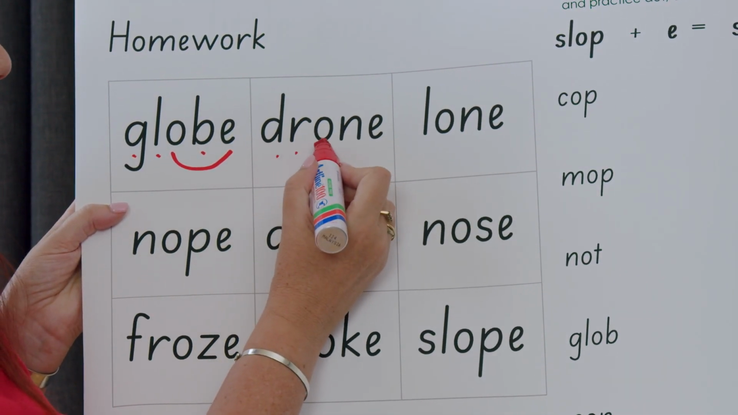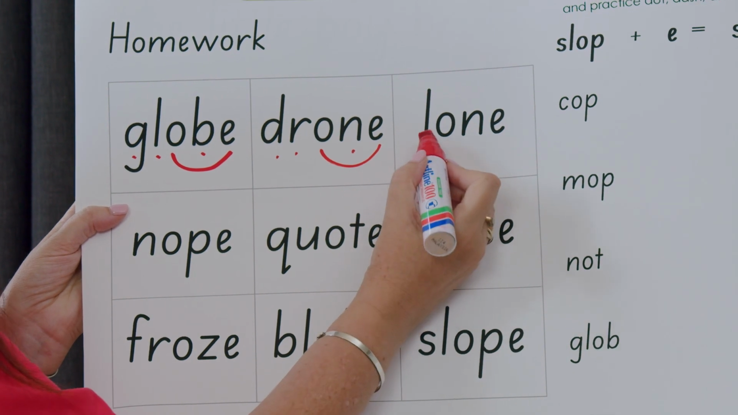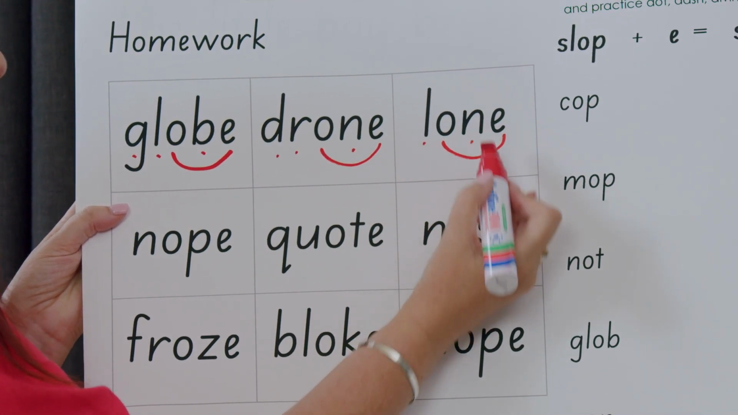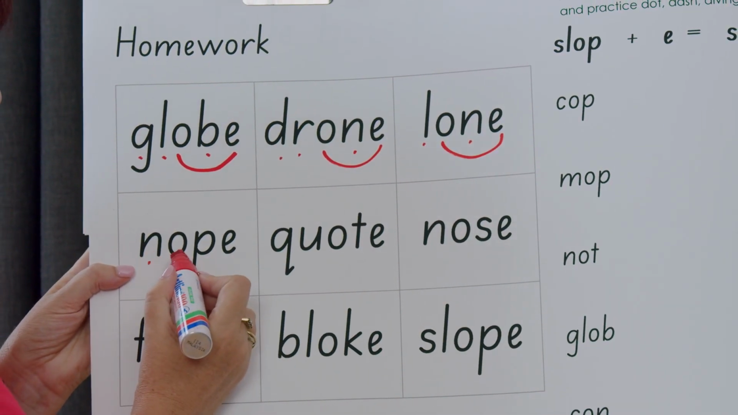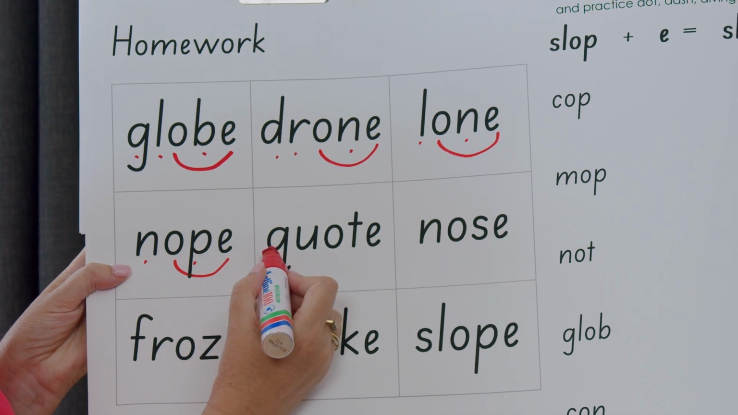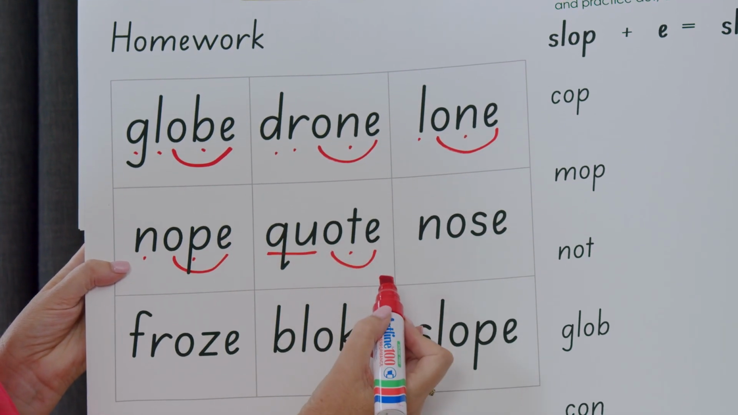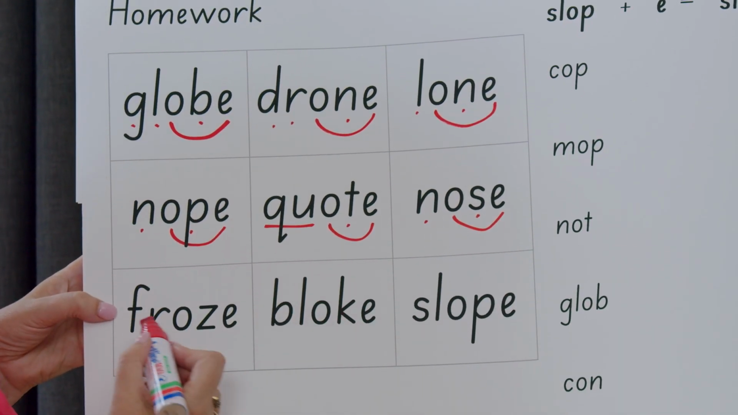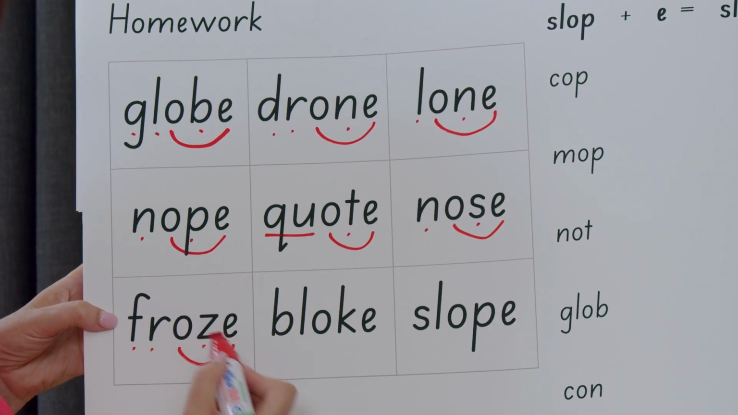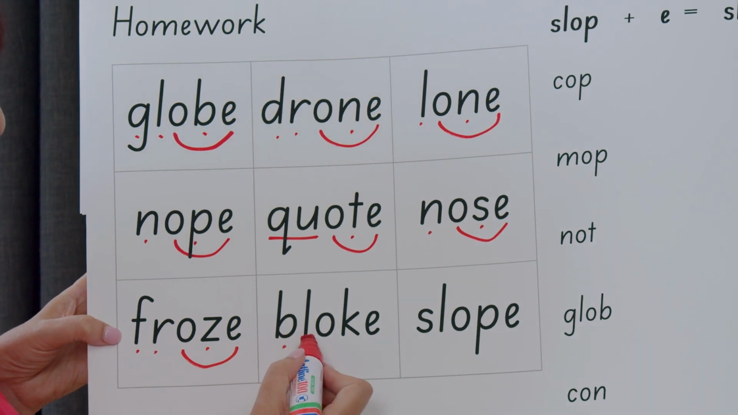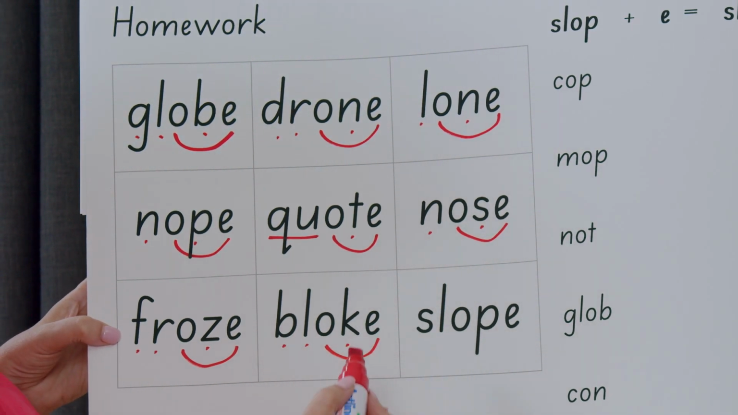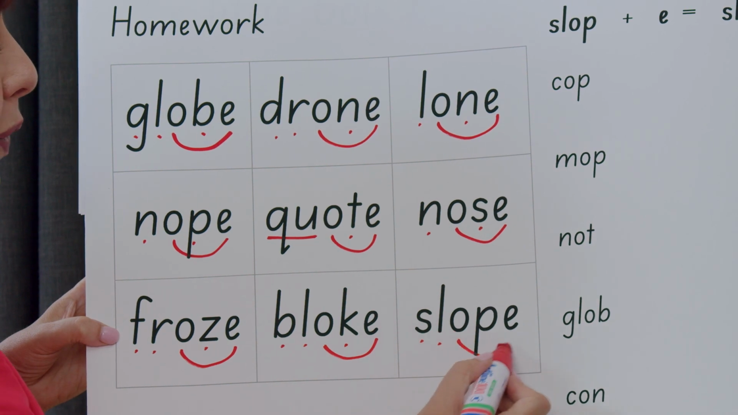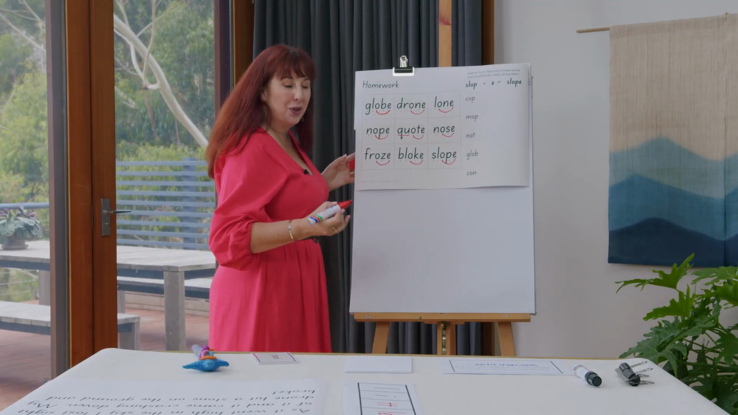Globe, own, drone, loan, ope, nope, oat, quote, nose, froze, oak, bloke, slope. Good job.